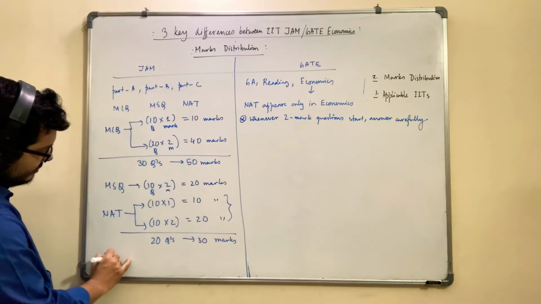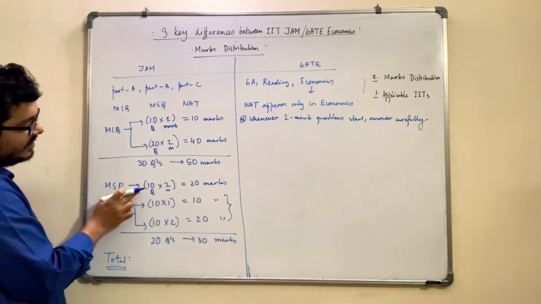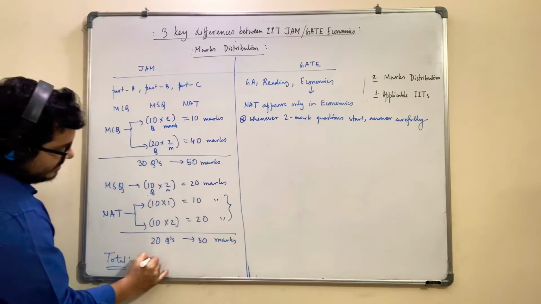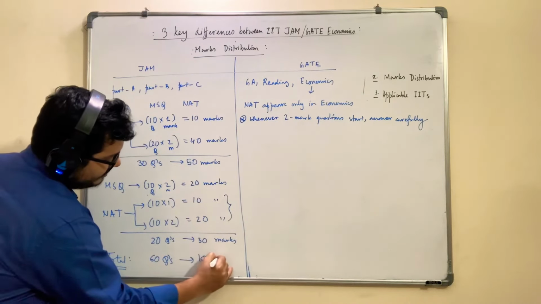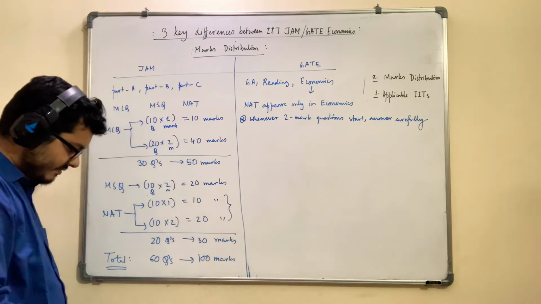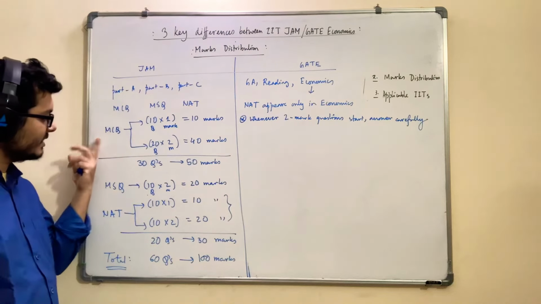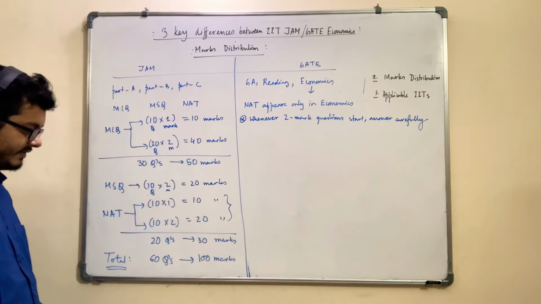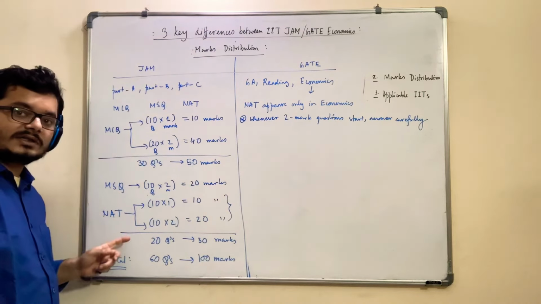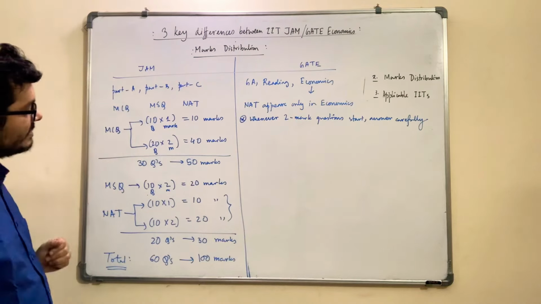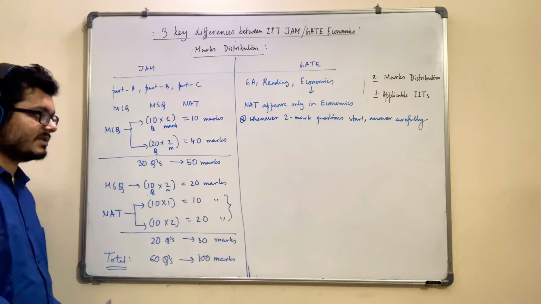So in total you have 30 and 10, 40 and 20, 60 questions leading to 100 marks. And you have 3 hours to do that. In MCQ, you have negative marking. In MSQ and that, you don't have that. The interesting part is that there are 40 questions of 2 marks and 20 questions of 1 mark. That basically means the paper is biased towards 2 mark questions.